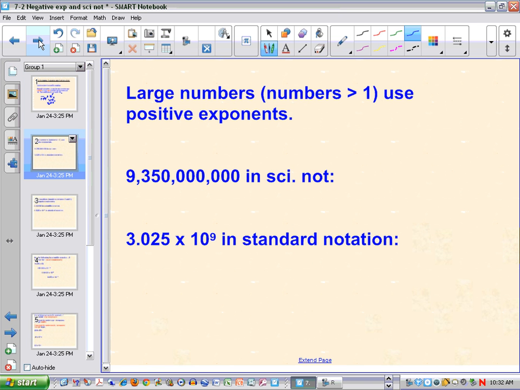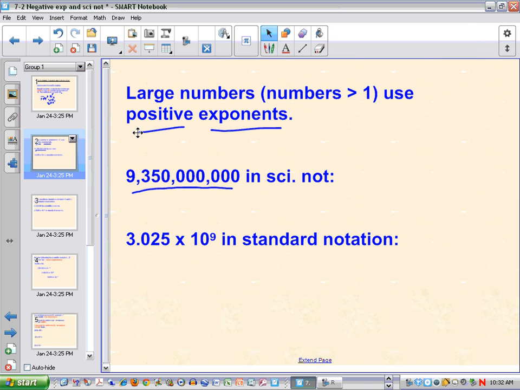So, first thing to remember, large numbers. In other words, numbers bigger than 1. We're going to use positive exponents. Okay? So, we have an example right here. Pretty big number. It's definitely bigger than 1. We know it's going to be a positive exponent. So, first, to find the number between 1 and 10, we're going to look through and see where we need to put the decimal in order to create a number that's between 1 and 10. So, we need to put the decimal right there, creating 9.35.